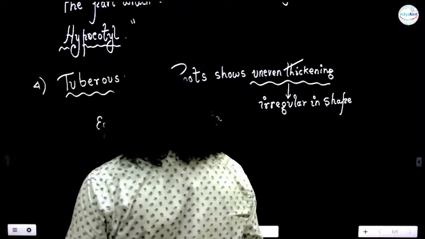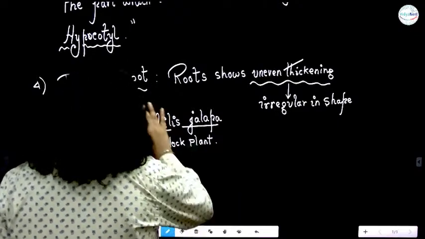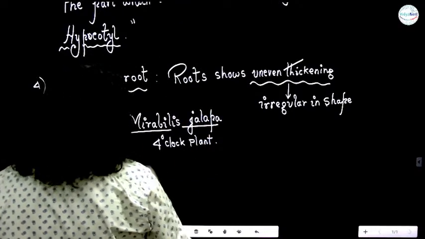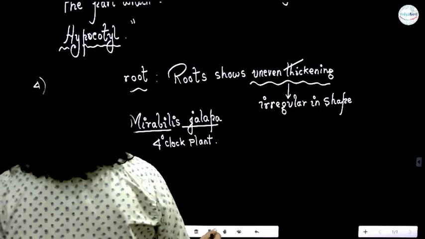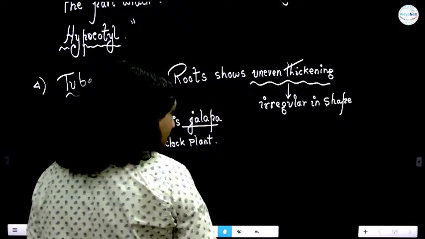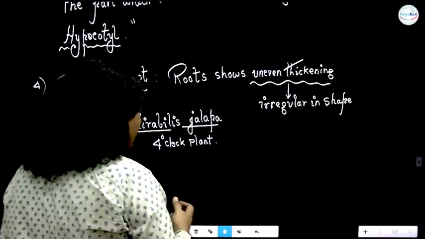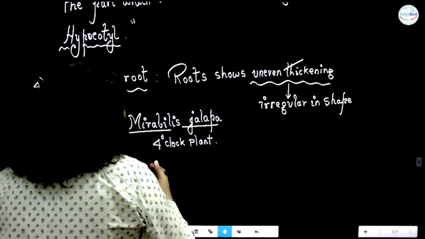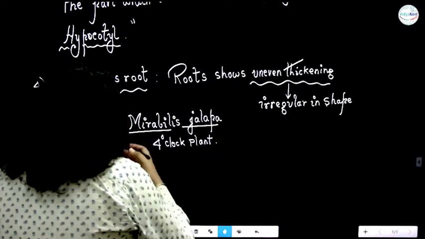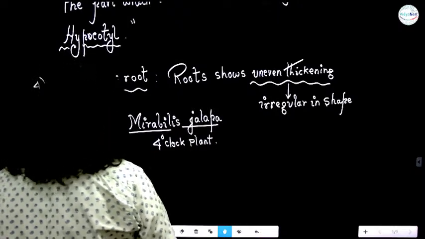After this, the storage part for the taproot modification is completed. Is this understood, all of you? Uzma, understood? Saurav? Yes, sir, understood. So what we have discussed is the different types of taproot modification. First of all, the conical, which is found in carrot. Then fusiform in radish, napiform in turnip, and tuberous in Mirabilis jalapa, known as the four o'clock plant.